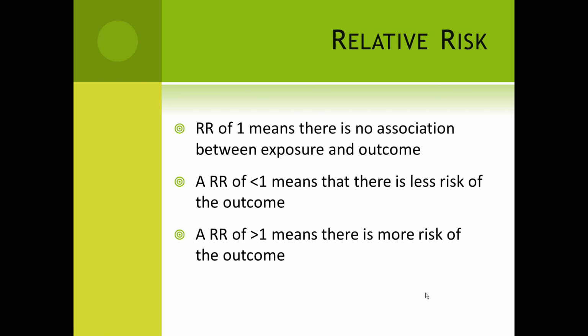You read it the same way as you do for an odds ratio. So if you have a relative risk of 1, it means there's no association between the exposure and the outcome. There's no difference in the two groups. A relative risk of less than 1, as we just saw, means there is less risk of the outcome in the exposed group, and a relative risk of greater than 1 means there's more risk of the outcome.